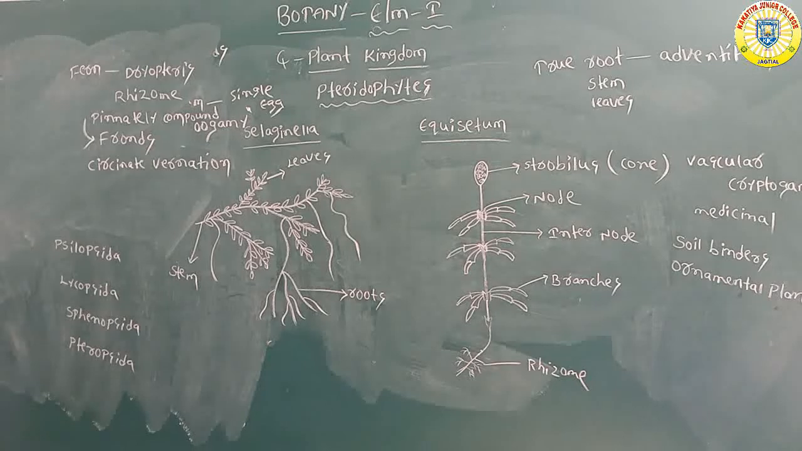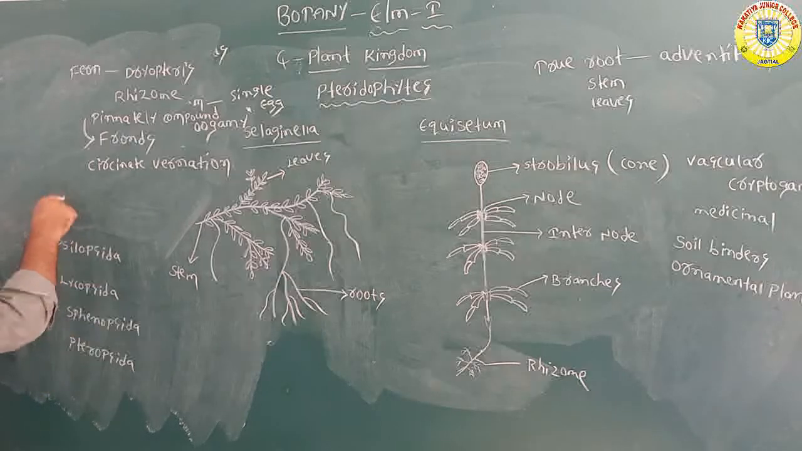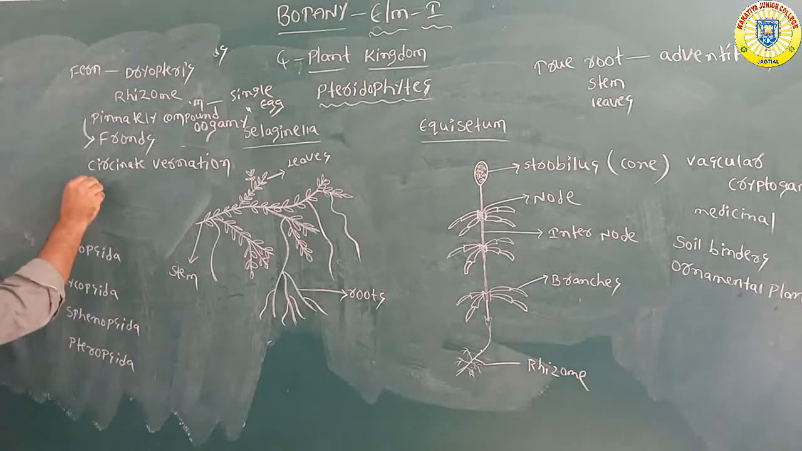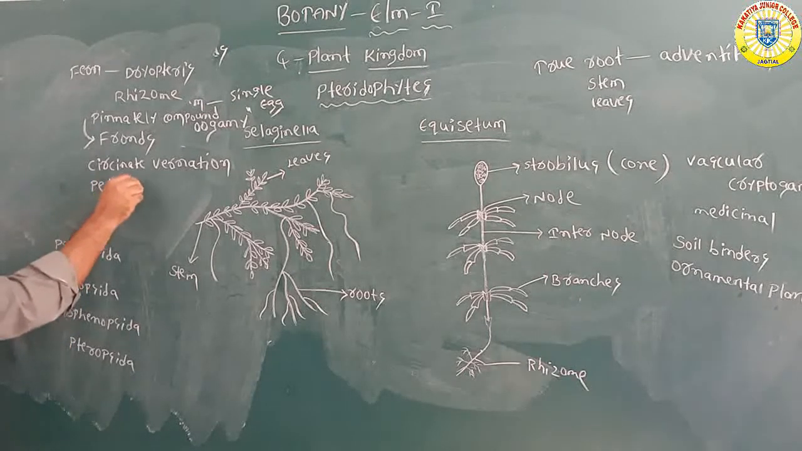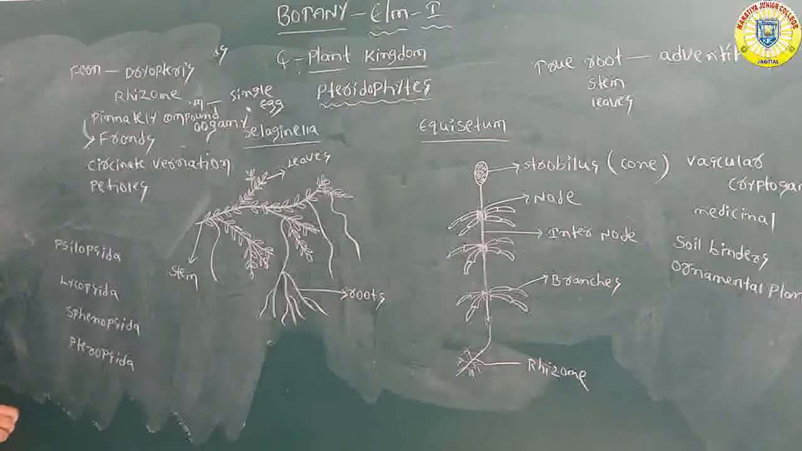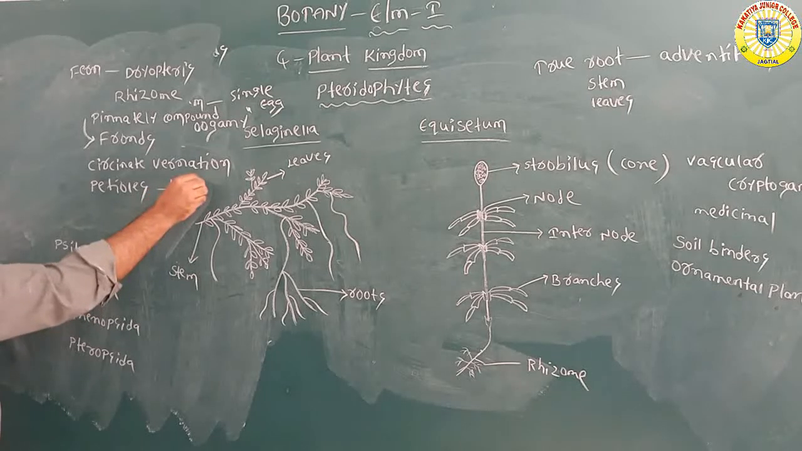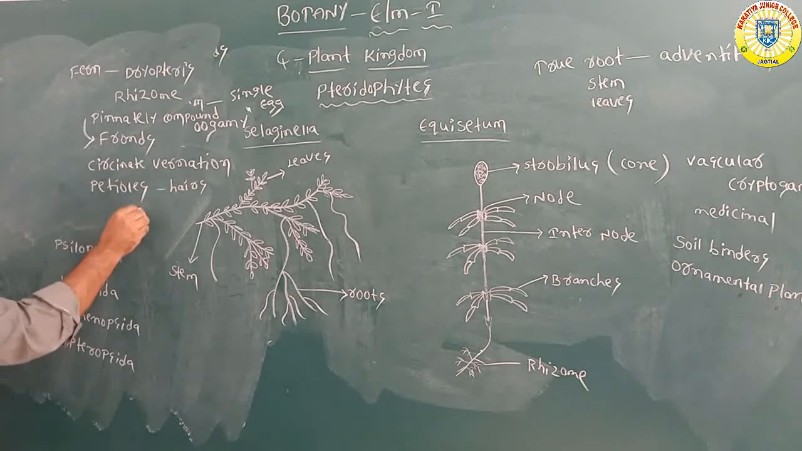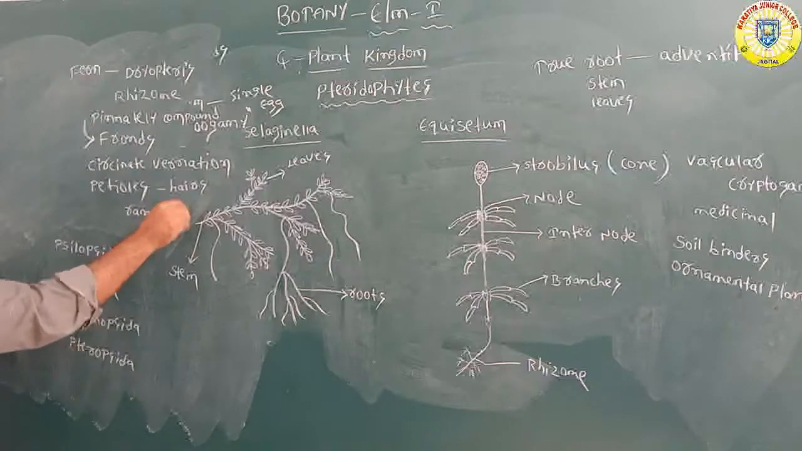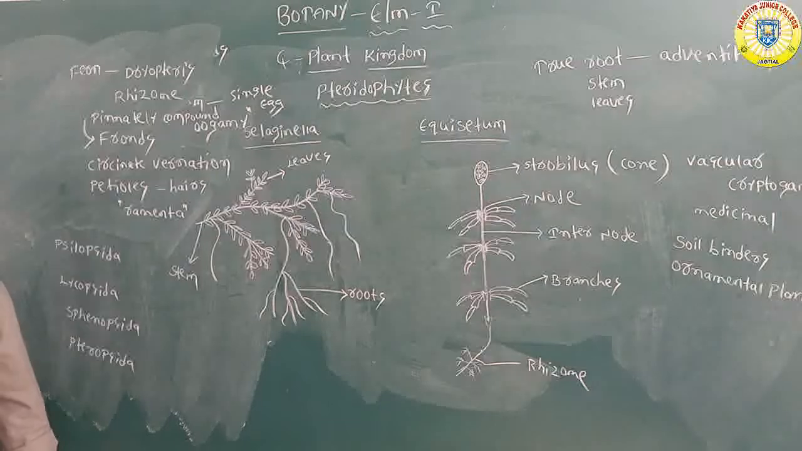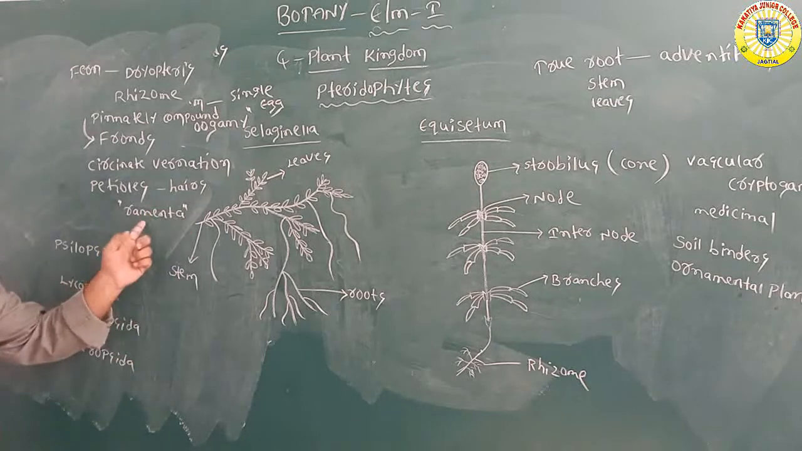Okay. And the petioles are covered with brown, multicellular hairs that are called ramenta. What is a petiole? The stalk of the leaf. Petioles are covered with brown multicellular hairs that are called ramenta.